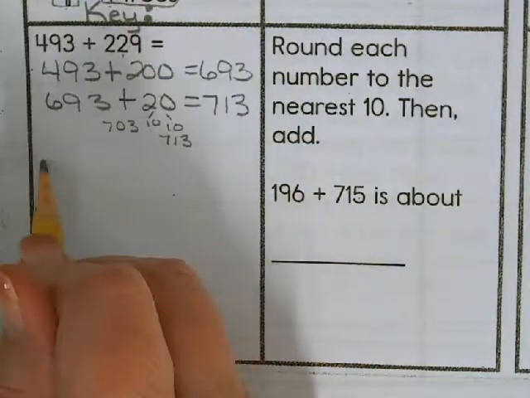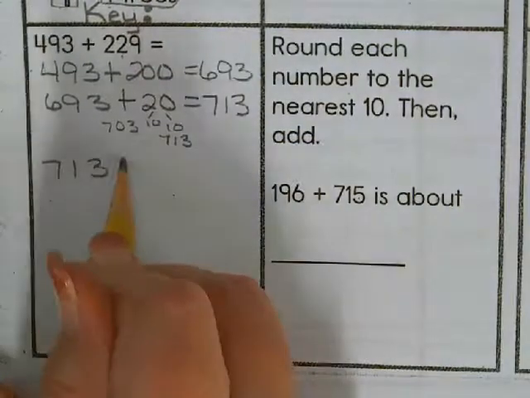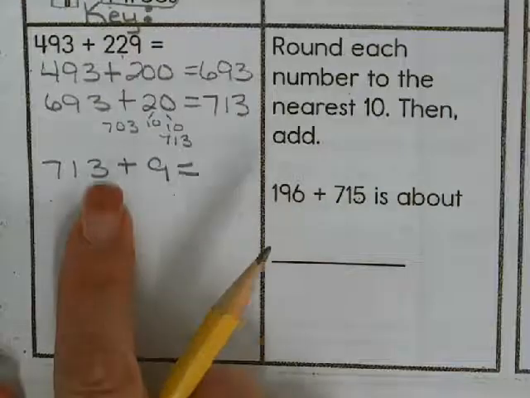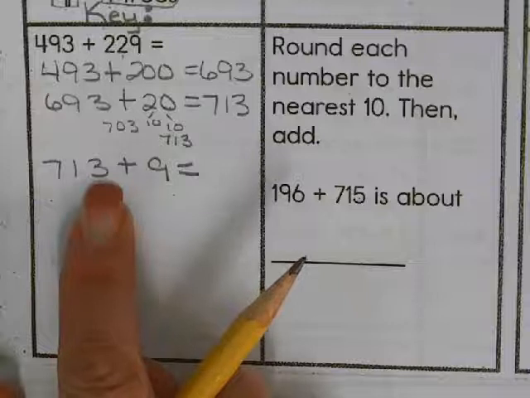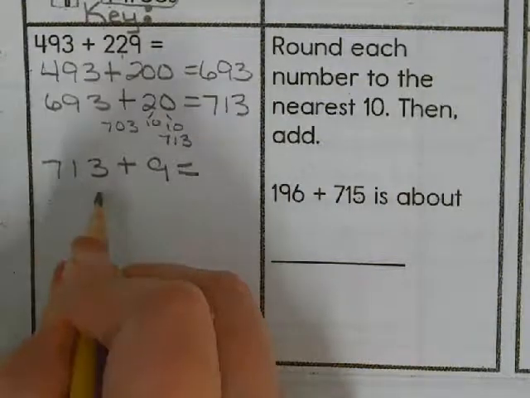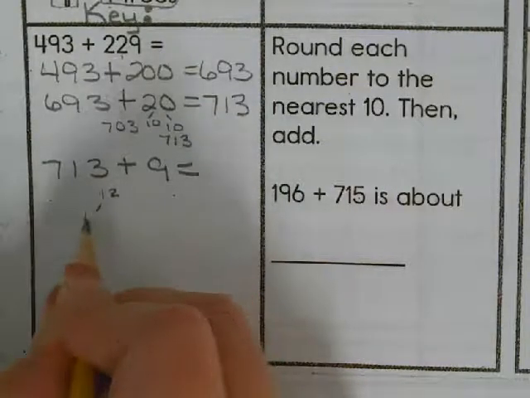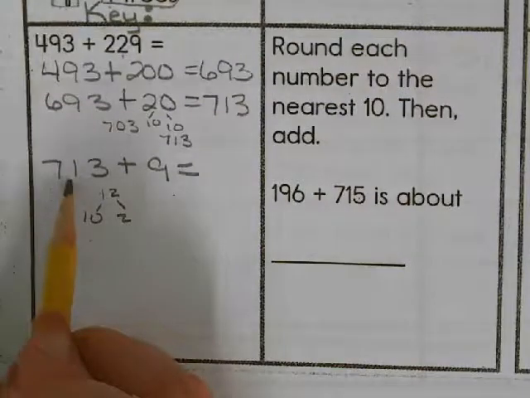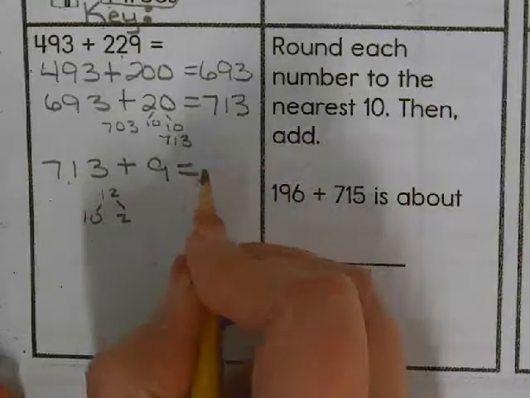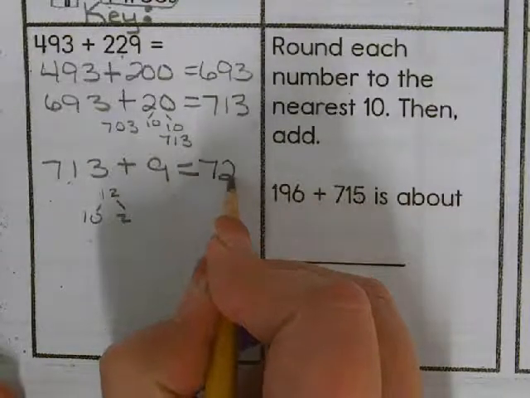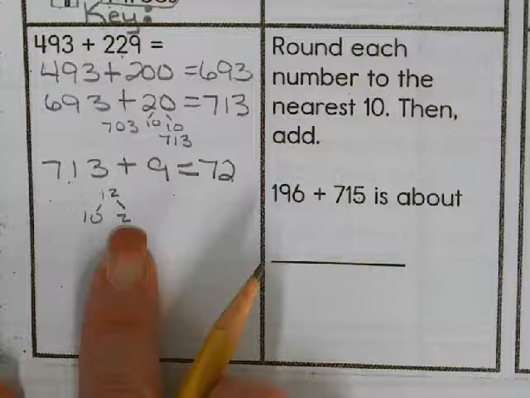And then if I take that 713 and add 9, I add that 9 to 3, and that's going to make 12. And what that is, I've got another 10, because 12 is 10 and 2. And so if I add that 10 to my tens place, now I have 720, and then I still have 2, 722.